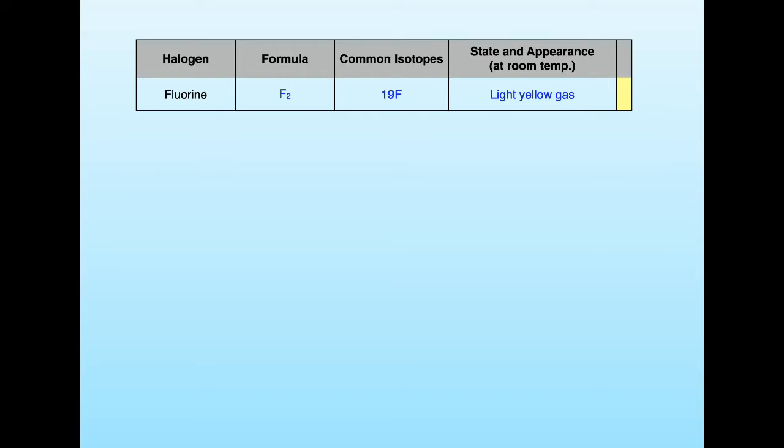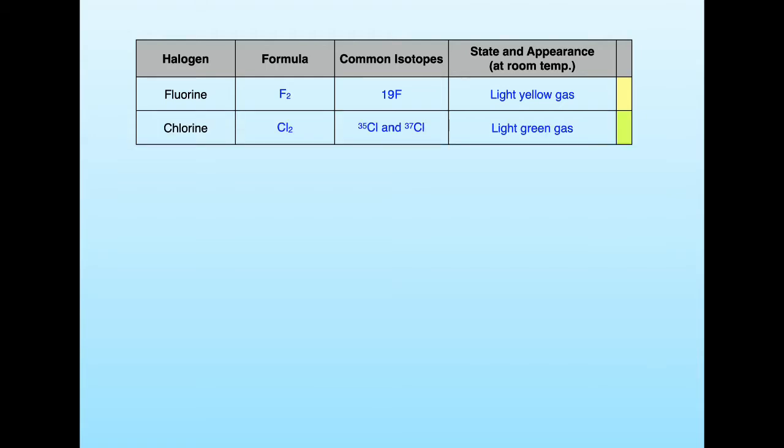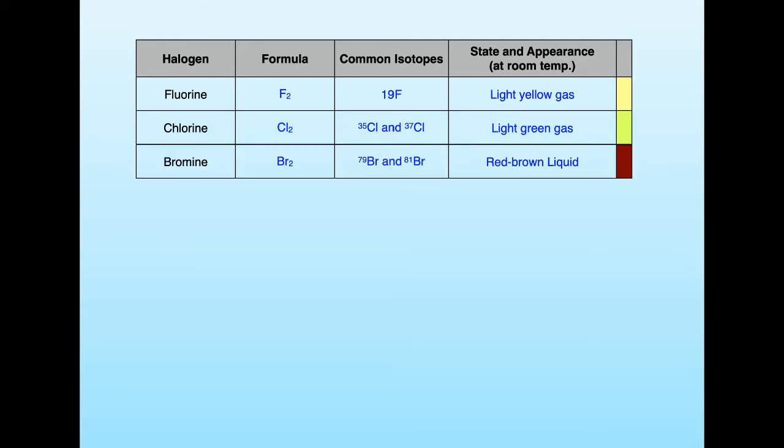Let's have a look at their appearance. Formula: F2, common isotopes, 19F. And it's a light yellow gas. We don't ever use it in the lab. Chlorine, same formula, Cl2, diatomic molecule. 2 common isotopes, as you know, Cl35 and Cl37, and it's a light green gas.